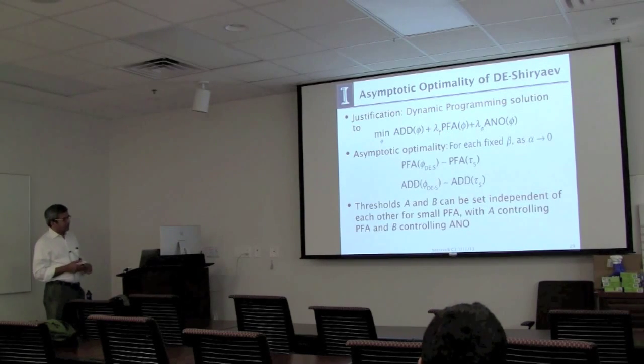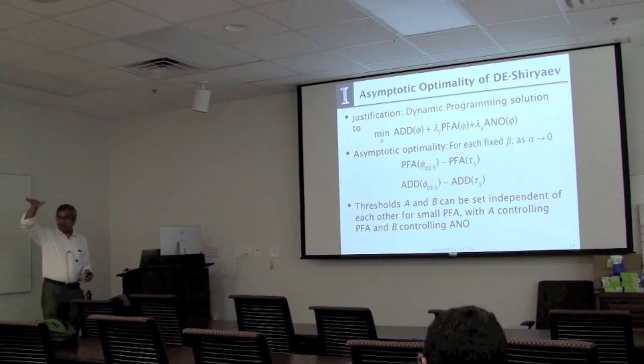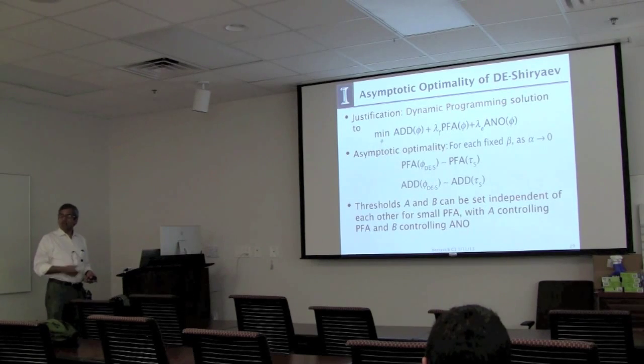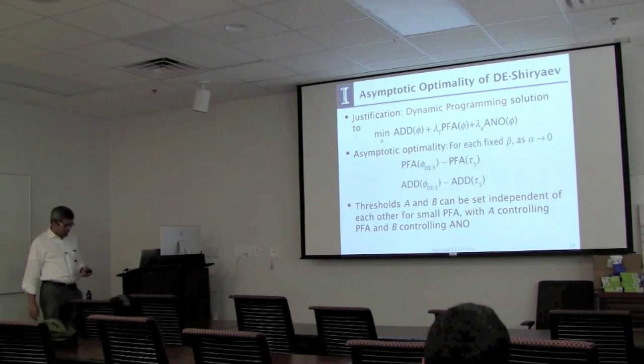The other nice thing about this test is that you can do an analysis, which I haven't included here because it's a little messy. You can set these thresholds independent of each other. The larger threshold, you can imagine, can be used to control false alarms, and the lower threshold can be used to control the average number of observations. And you can get nice expressions for these things and use those to set the thresholds to meet certain constraints.